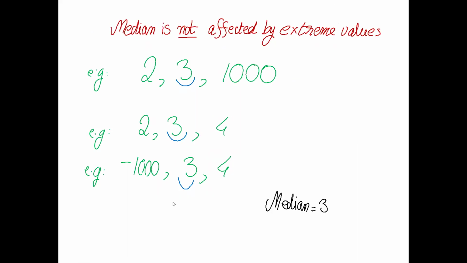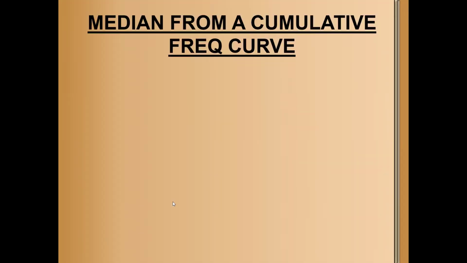Now median has a very special feature: it is not affected by surrounding numbers, I mean sideways numbers. So like here, 2, 3, 300,000, median is 3. 2, 3, 4, median is 3. Minus 1,000, 3 and 4, median is still 3. Median is unaffected.